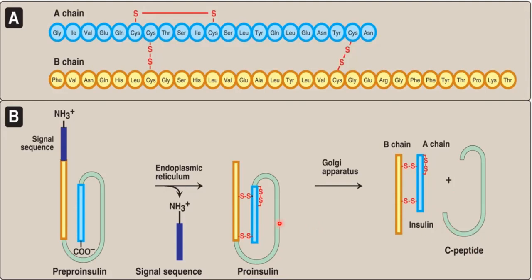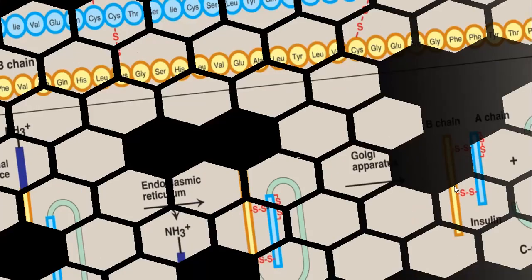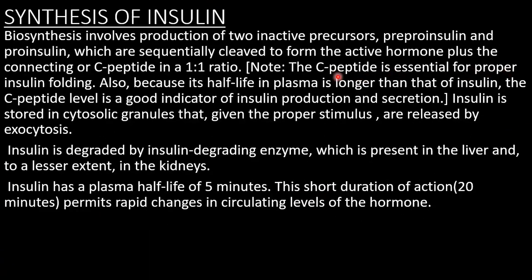I hope this has made it easy. Now, is the C peptide important? Yes, because it ensures the proper folding of insulin. Another function: since this C peptide has a longer half-life in plasma than insulin, its plasma levels can be used as an indicator. They can tell us how insulin production and secretion is. So you can see it's essential for proper insulin folding, and because its half-life in the plasma is longer than that of insulin, the C-peptide levels are a good indicator of insulin production and secretion.